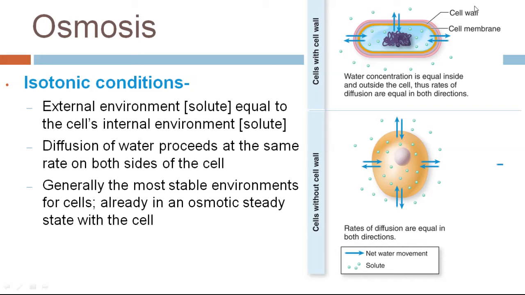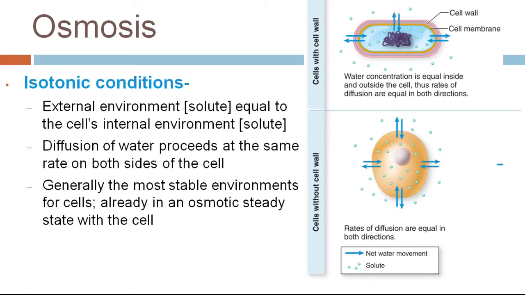In that case, you're seeing arrows in both of these examples. This would be, say, a bacteria. It has a cell wall. Water flows in and water flows out. Water flows in, water flows out. This would be a cell without a cell wall. Let's say this is an amoeba. So we've got water flowing into the cell and water flowing out.